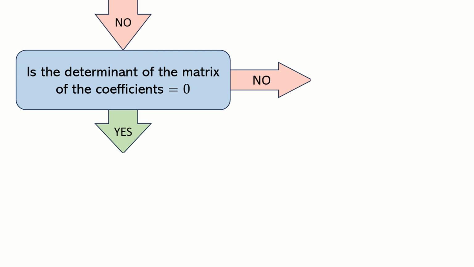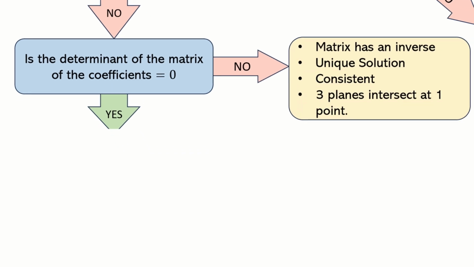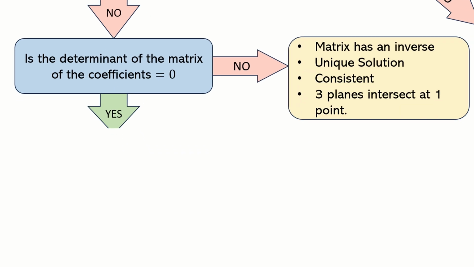So that's a yes or no sort of check, which also tells you yes or no about whether you can or can't solve the simultaneous equations in the way that we were doing before to get a single individual unique solution. So if the determinant of the matrix of the coefficients is not equal to 0, we say the matrix does have an inverse, therefore there is a unique solution. We can say it's consistent because there are solutions. It's one solution, but it's still solutions. And geometrically what's going on is the three planes are just intersecting at a particular point.